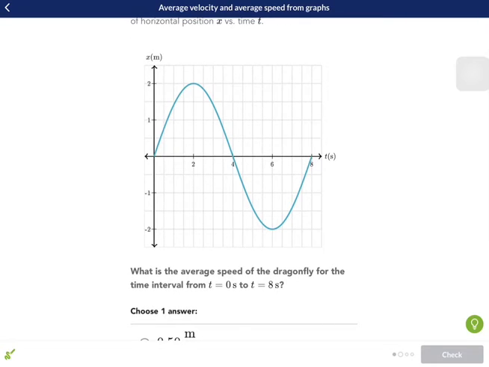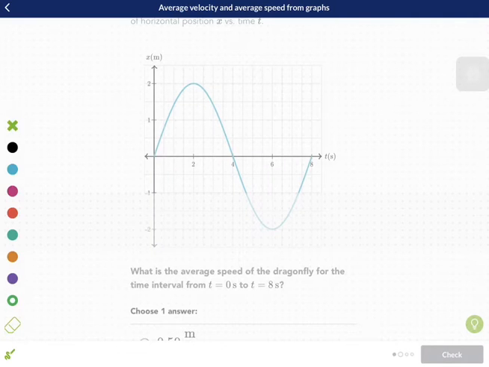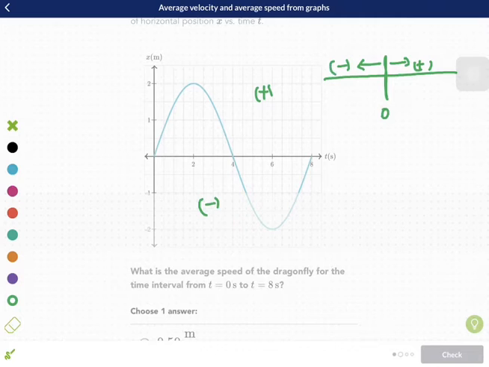Here we can see the graph is on both the plus side and the minus side. This is the plus side, this is the minus side. If we take 0 here, this side is plus and this side is minus. So the plus side is going this way, and the minus side is going this way.